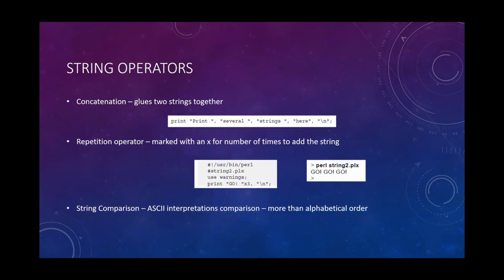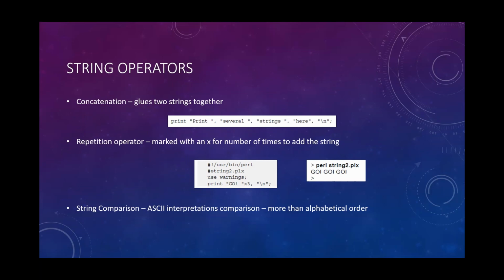With our strings, we can do several different things. So we can concatenate strings, which actually kind of glues or puts those strings together. So here, when I've got print several strings here, it's actually going to take print and add to it several. So our new string is print several. Then it's going to add to it that string. So our new string is print several strings, etc.